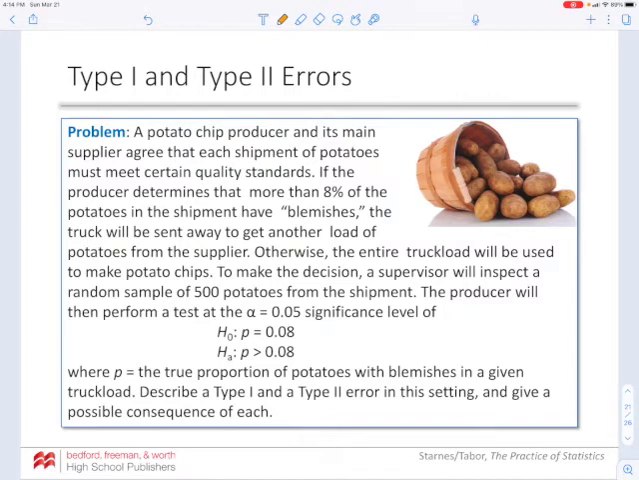The null hypothesis is that the true proportion is equal to 0.08. The alternative is that it's greater than 0.08, where p is the true proportion of potatoes with blemishes in a given truckload. So describe a type 1 and a type 2 error in this setting, and then what are the possible consequences?